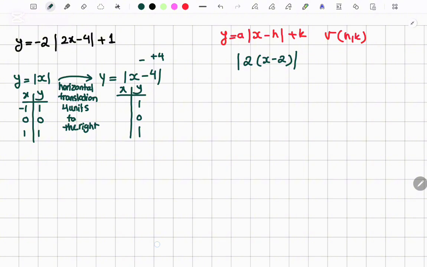So it's going to be -1 plus 4. That is going to be 3. 0 plus 4, it's going to be 4. And 1 plus 4, it's going to be 5. I'm going to graph the function step by step so that you can see the changes. I'm going to be back with the coordinate plane.